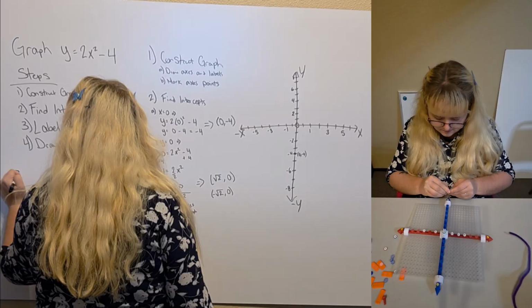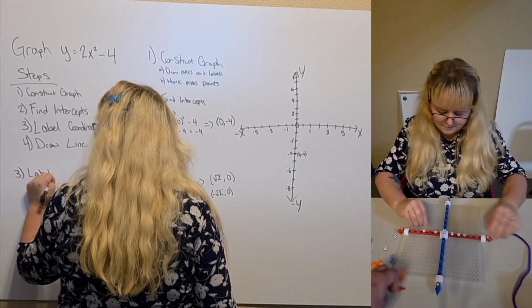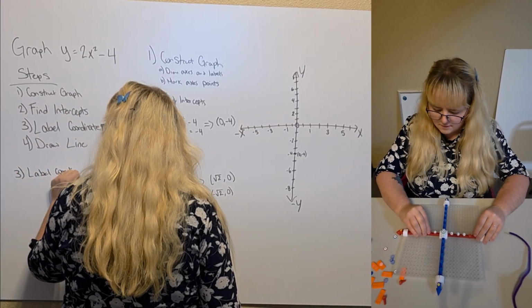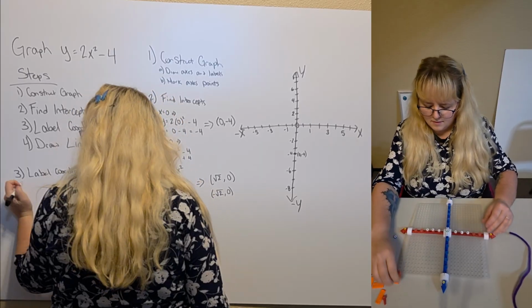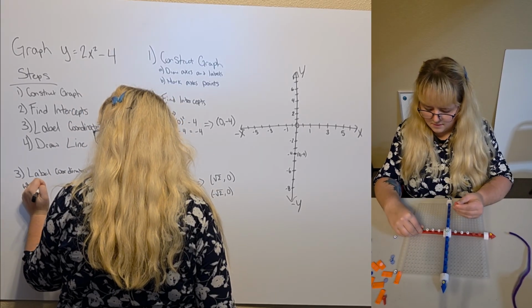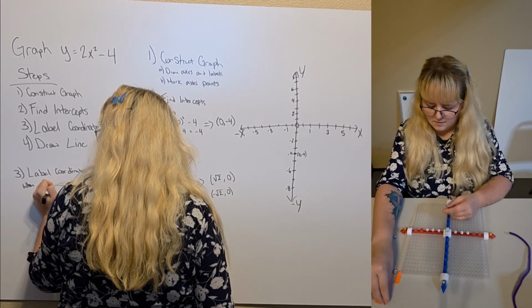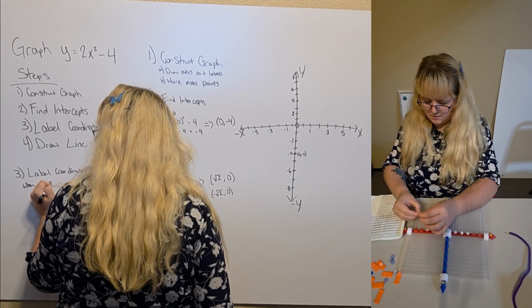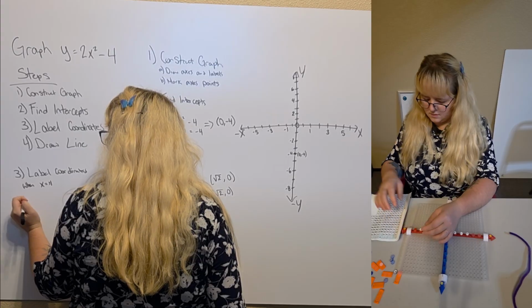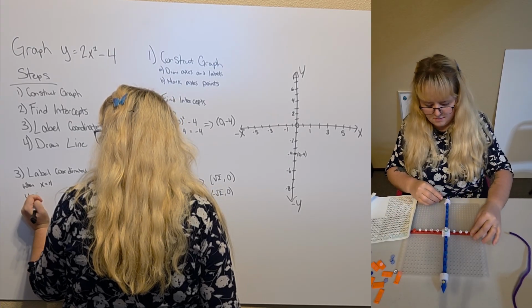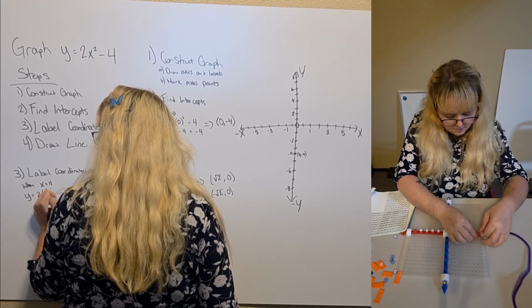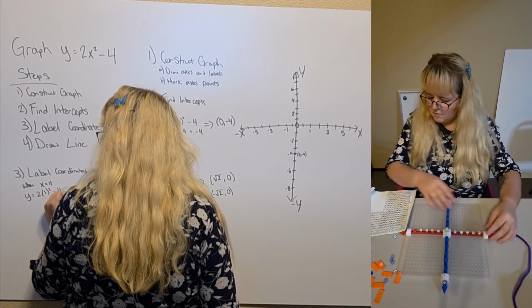The next step is to find and label some coordinate points. Since we already have those zeros for the x and y intercepts, we can increment the x-axis by 1 unit. In this case, we're going to go to both sides. So we're going to go from 0 to 1, and then also from 0 to negative 1, 0 to 2, 0 to negative 2, that kind of thing, just so we get the full picture of our graph.